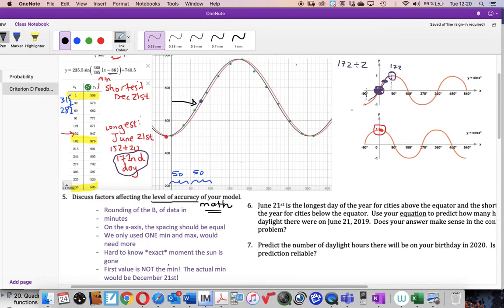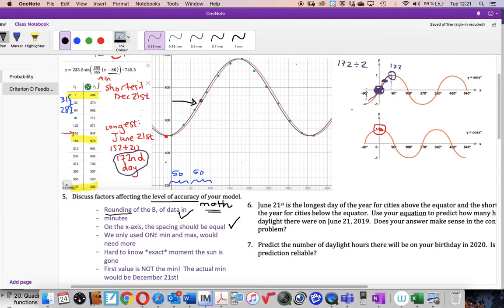So one of the possible factors that we accepted is that, well, you rounded B. Unless you wrote it as exact, this is rounded. Same with the data, right? You were given the data in minutes. Maybe there's a little bit of inaccuracy there, okay? So rounding was one of your factors. Same with the spacing. If you did use unequal spacing, but you recognized it, then this is also valid, okay?